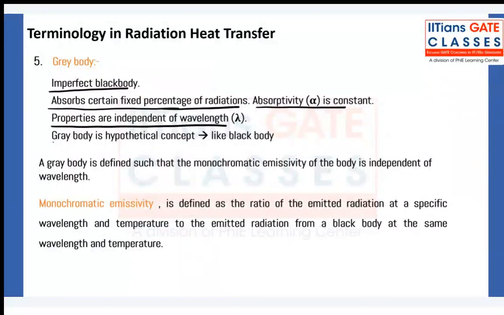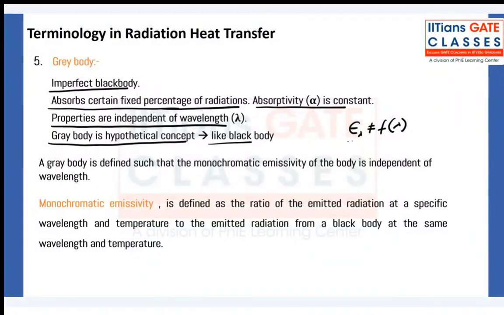Gray body again is a hypothetical body like black body. It is more realistic than black body, but it is also not a real body. A gray body is defined such that the monochromatic emissivity of the body, emissivity, we show it by this symbol. We will read the definitions also later on. So emissivity of a gray body is not a function of wavelength. It is independent of wavelength.